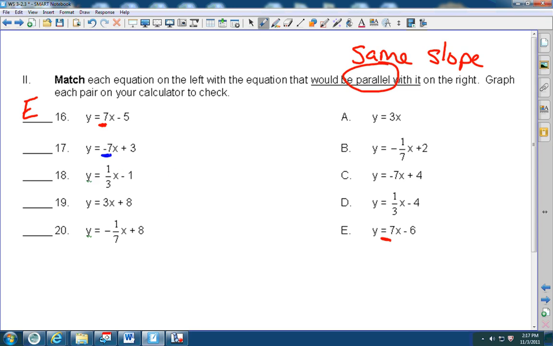Next, I have -7. There's -7. So it's C. So let's see, I'll cross these out. Next one, my slope is 1/3. Where is it? Oh, there it is, D. Slope is 3. The answer is A. The last one, the answer should be B, because both of the slopes are -1/7.